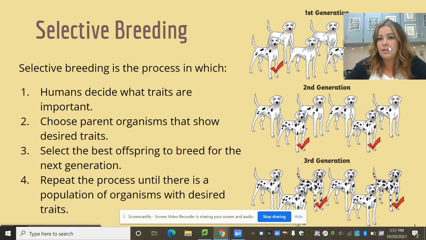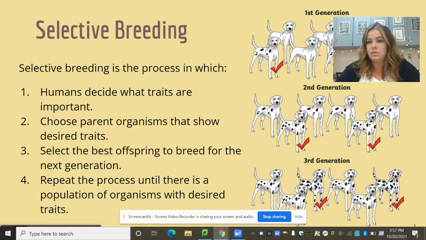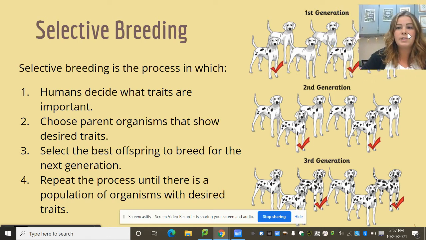First thing we're going to talk about is selective breeding. You don't need to write anything down yet, but selective breeding is the process in which humans decide what traits are important. They choose parent organisms that show these desired traits. They then select the best offspring to breed for the next generation. And then number 4, repeat the process until there is a population of organisms with the desired traits.